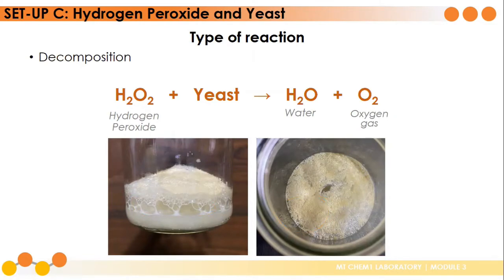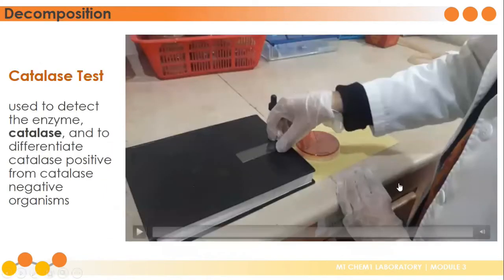Setup C, or the decomposition reaction, is the concept behind the catalase test. The catalase test is used to detect the enzyme catalase in a microorganism, and it is used to differentiate catalase positive from catalase negative organisms. When we say catalase positive, it means it has catalase in it, and of course catalase negative means catalase is not synthesized by this organism. Let's take a look at this video and see how they use setup C, or the catalase test, to observe the existence of this enzyme.